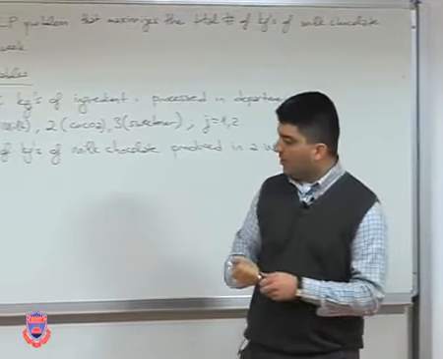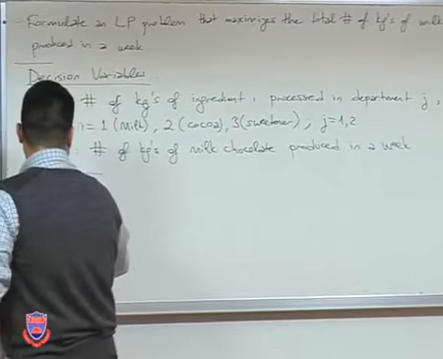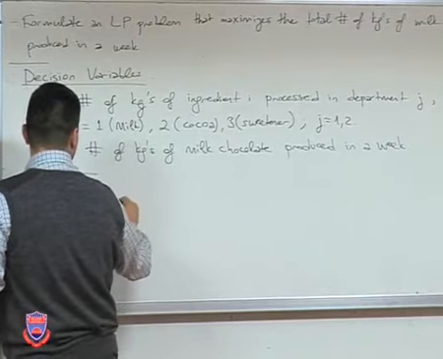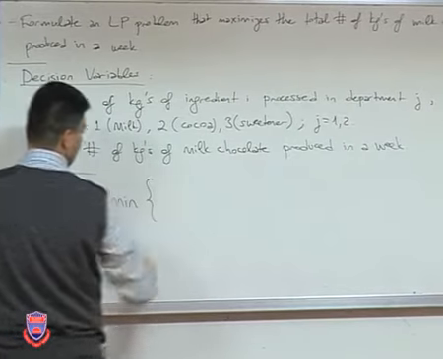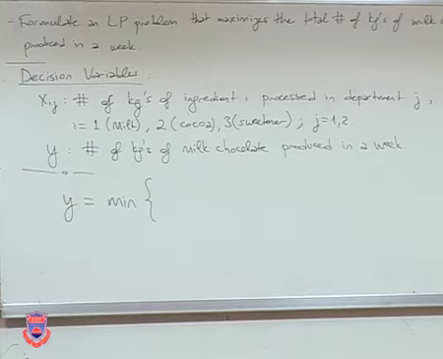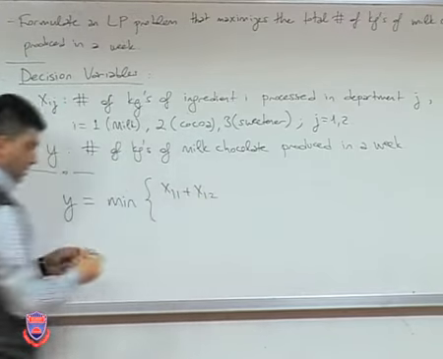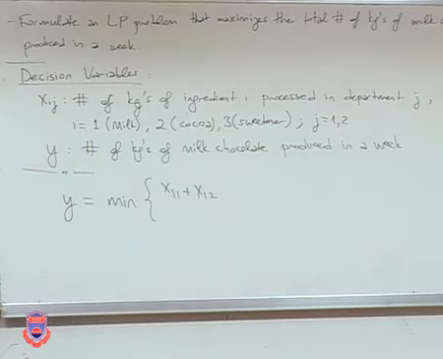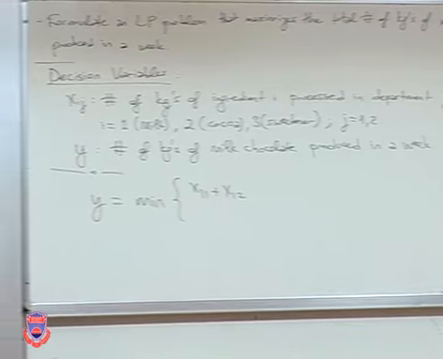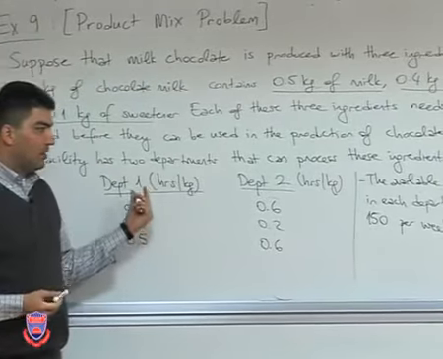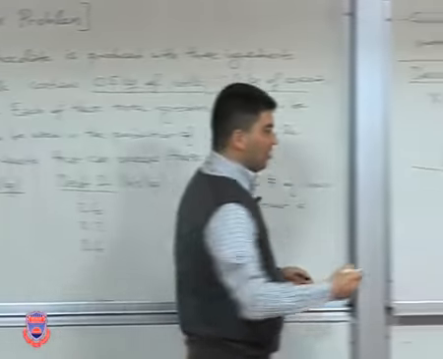Okay? So in other words, we can formalize it. y is given by the following. It's going to be the minimum of, so x11 plus x12. What is x11 plus x12? It's the total amount of milk I'm going to process, right? Department 1 plus department 2. So the total number of kilograms of milk I'm going to process. And I'm going to divide it by 0.5.